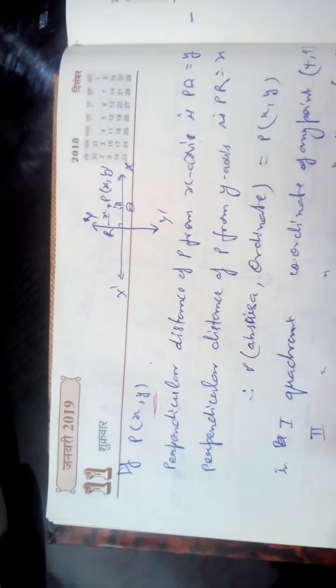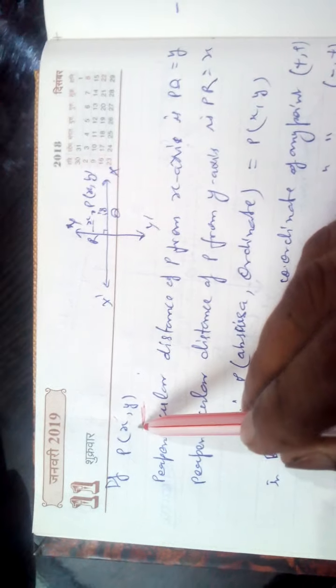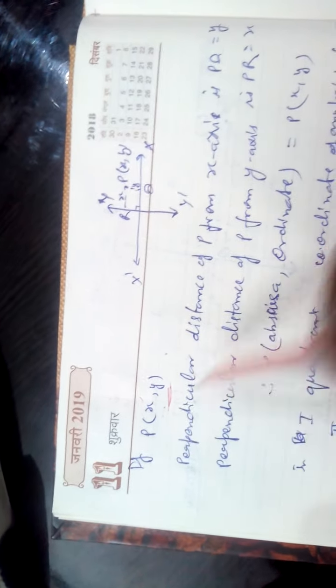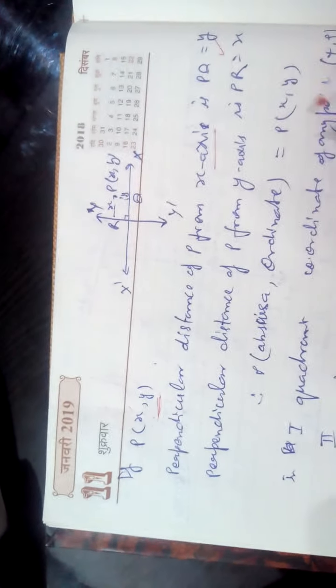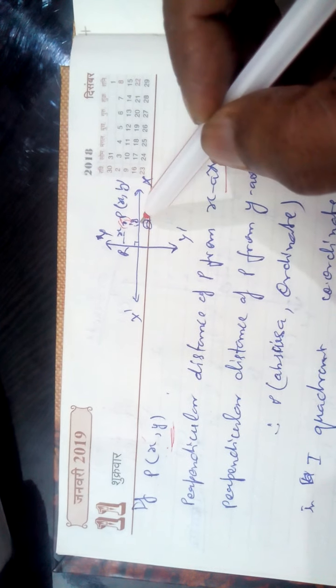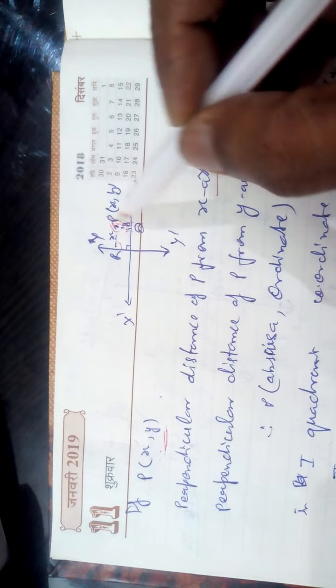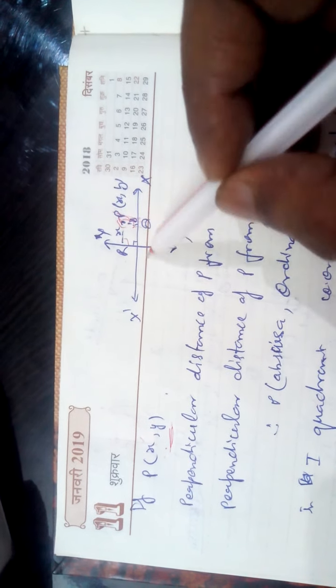So here you will see, if a point P has coordinates x comma y, then the perpendicular distance of P from the x-axis will be the value of y. Here P is a point I have drawn, with PQ and PR perpendicular to both axes. PQ is the perpendicular distance of P from the x-axis. It means the value of y.